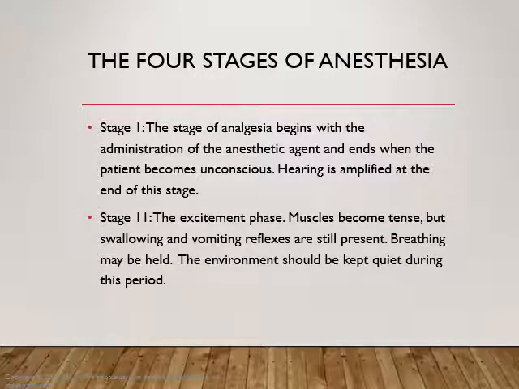The 4 stages of anesthesia. Stage 1. The stage of analgesia begins with the administration of the anesthetic agent and ends when the patient becomes unconscious. Hearing is amplified at the end of this stage. Stage 2. The excitement phase. Muscles become tense, but swallowing and vomiting reflexes are still present. Breathing may be held. The environment should be kept quiet during this period.